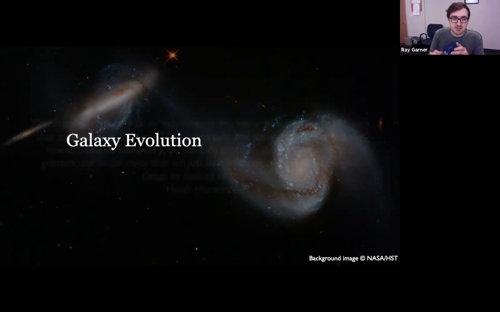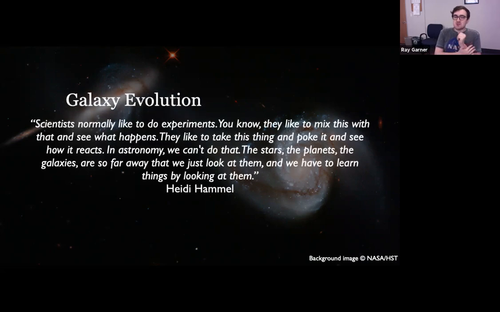So without further ado, here's tonight's quote. Scientists normally like to do experiments. You know, they like to mix this with that and see what happens. They like to take this thing and poke it and see how it reacts. In astronomy, we can't do that. The stars, the planets, the galaxies are so far away that we just look at them, and we have to learn things by looking at them.